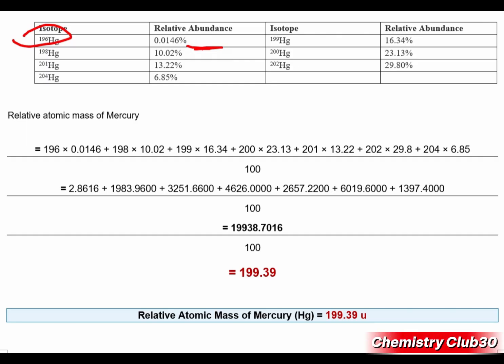So we will keep one isotope mass and multiply it by its relative abundance, plus atomic mass of the second isotope multiplied by the relative abundance of the second isotope, plus atomic mass of the third isotope multiplied by relative abundance, and so on. Mass and relative abundance of all the isotopes will be multiplied, and after their summation, we will divide this by 100, and the answer in case of mercury will be 199.39.